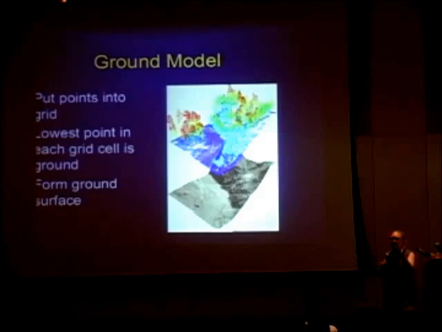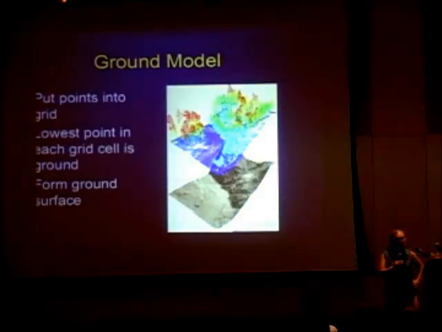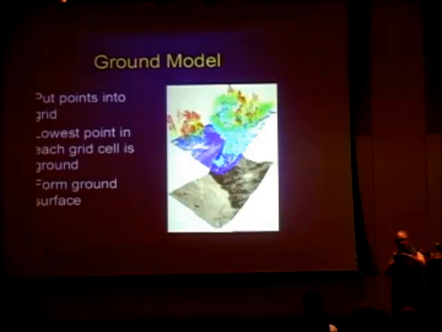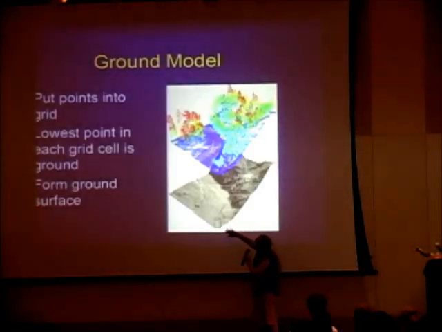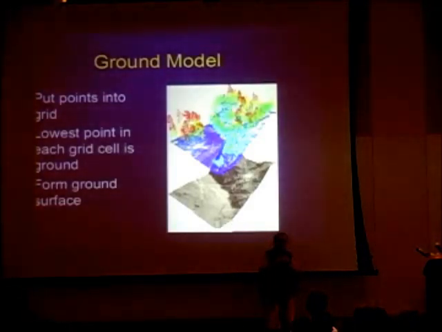Let me go over the standard approach to this. First of all, even in fairly dense forests, you're going to find a lot of ground points. So we take all of the points and impose an XY grid parallel to the ground, and we put all of the points into individual grid cells. Then in each grid cell, we take the bottom one and assume that's ground. It's going to be a little noisy, maybe we'll have to throw some out. But from those ground points, we make a grid-based model of the ground.